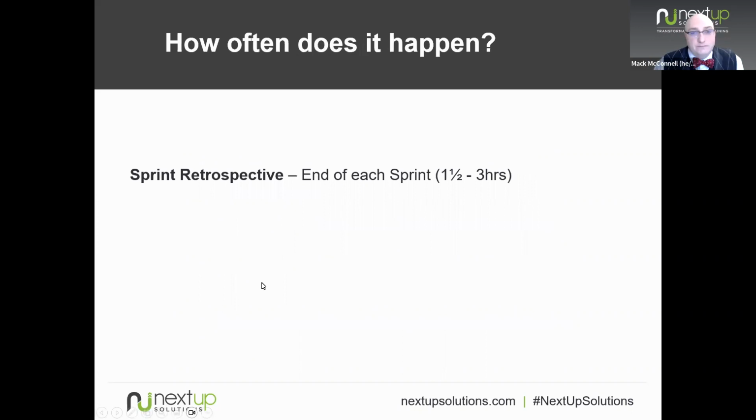In terms of how often, every sprint during the retrospective, which happens at the end. And retros are typically 1.5 to 3 hour type discussions, depending on the length of sprint. Probably not more than 3 hours if you were doing month-long sprints. But generally, the shorter the sprint, the shorter these meetings can be.